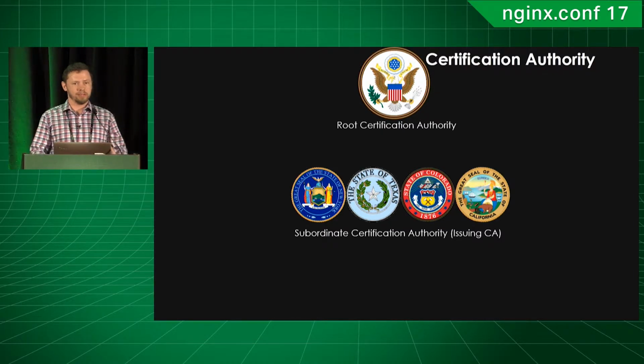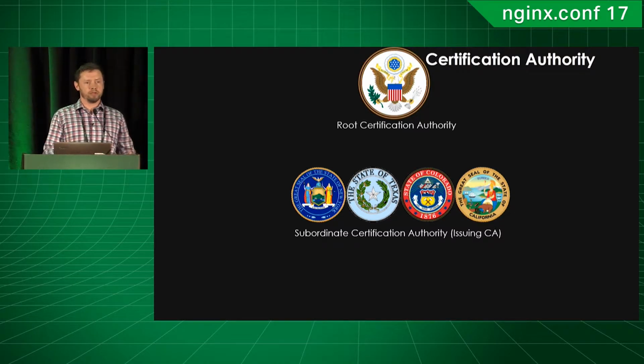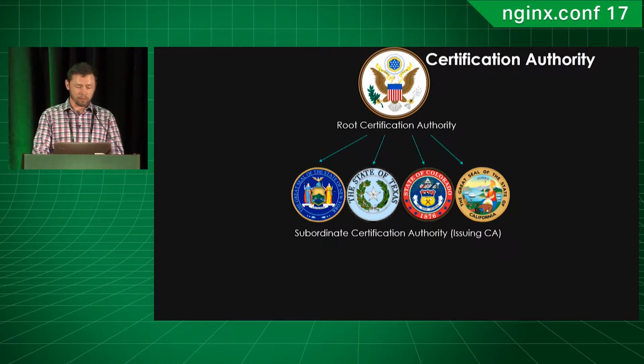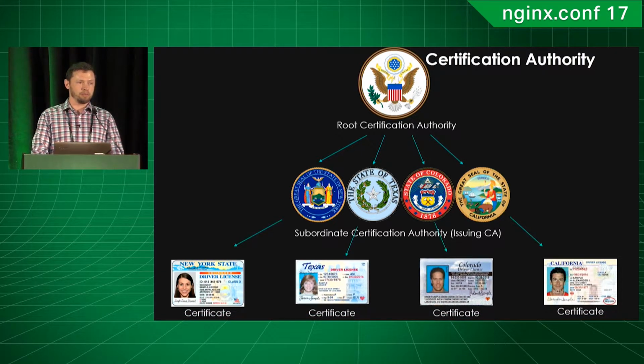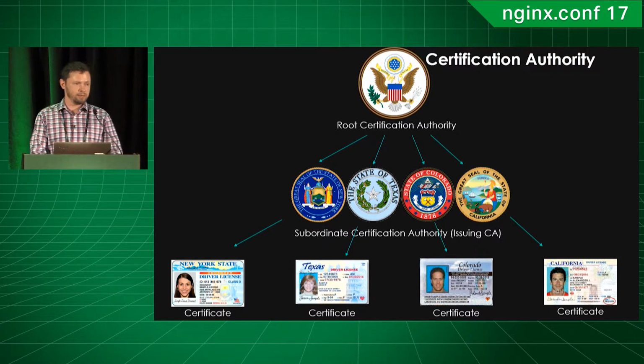They are actually the entities that store the database of the certificates that were issued to people, or driver's licenses in this case. So the root certification authority grants permission to subordinate certification authorities to issue the certificates, or driver's licenses in this case.